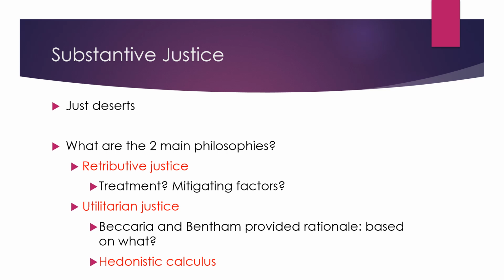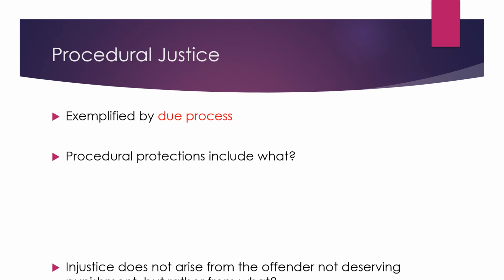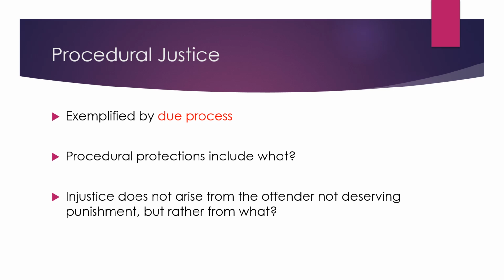Now, the second aspect of corrective justice is procedural justice. What does that refer to? The due process. Yes, exactly. So it's exemplified by due process. We all have due process rights as citizens of the United States. A right to a jury trial, a right to be notified when there's evidence brought against you, a right to an attorney. All these things are part of your due process.